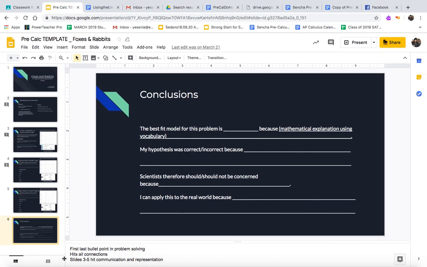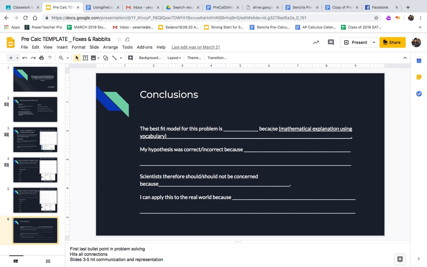Let's talk about slide number 6. So we're now on the conclusion slides where you want to bring everything together and make some connections. So what you want to do in this conclusion slide is reiterate or re-emphasize, after you've done slides 4 and 5, what your best fit model for foxes was.